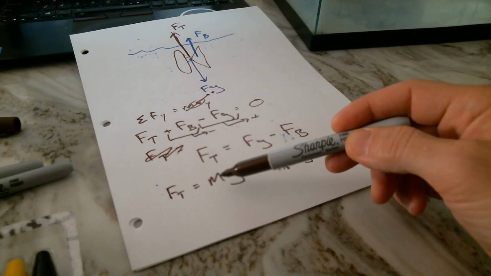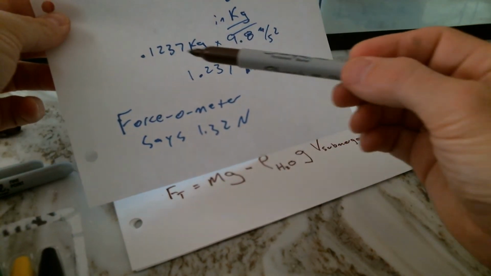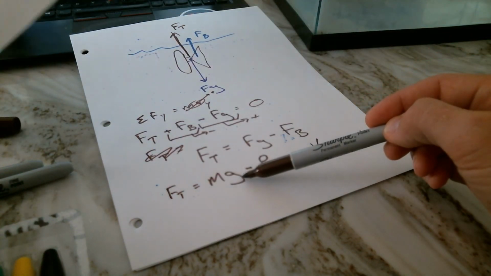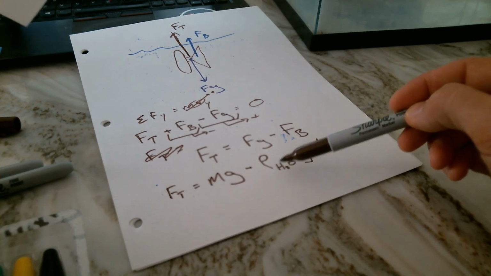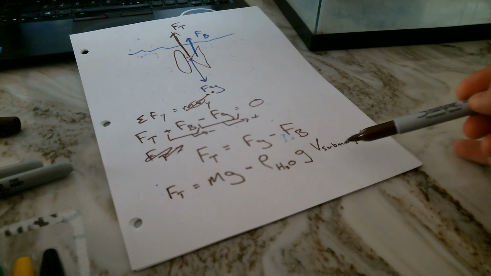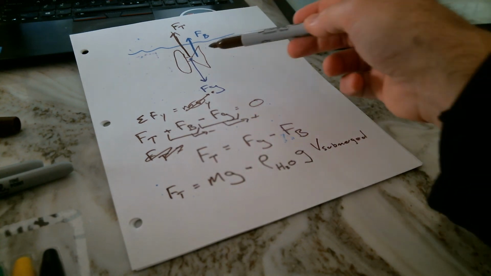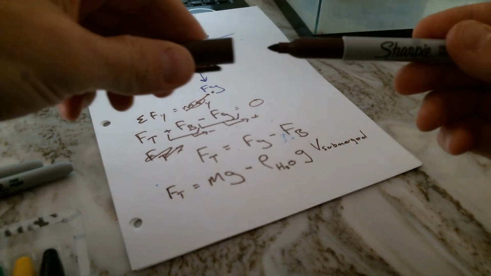Now you know the mass of the object in kgs, it's 0.1237. You know the planet Earth, 9.8. You know the density of high quality H2O was 1,000. You know that's still 9.8. The only number you don't know is the volume of that object that ends up underwater, the volume that's submerged.